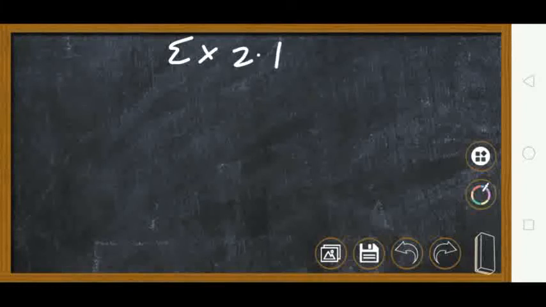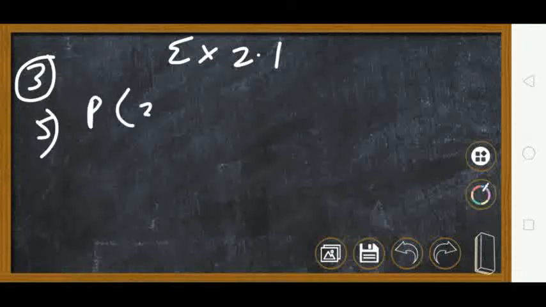Now exercise 2.1, question number 3. You have to write the equations in the form ax square plus bx plus c equal to 0 and write the values of a, b and c. I will solve the fifth sum.